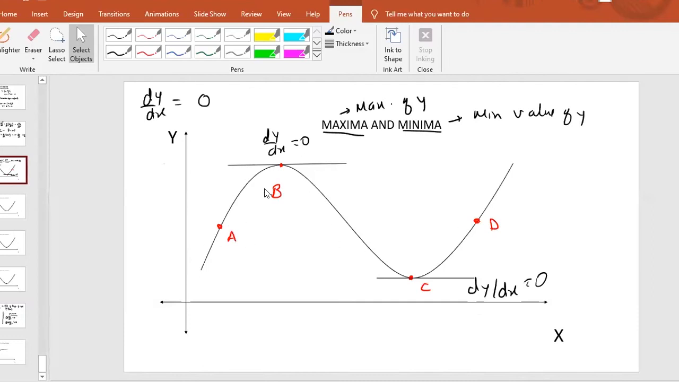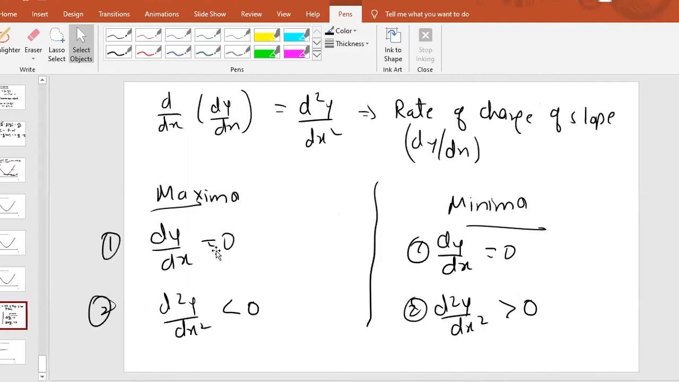If you look at this graph, I have taken 4 points A, B, C, D. From logic, we can tell B is the maximum value, C is the minimum value. And if I draw the tangent at B and C, we find that the slope of the tangent which we have drawn at B and C should be 0. So at both, dy by dx is 0. But from the first condition, we cannot tell whether the point is maxima or minima. For that, we have to differentiate again.